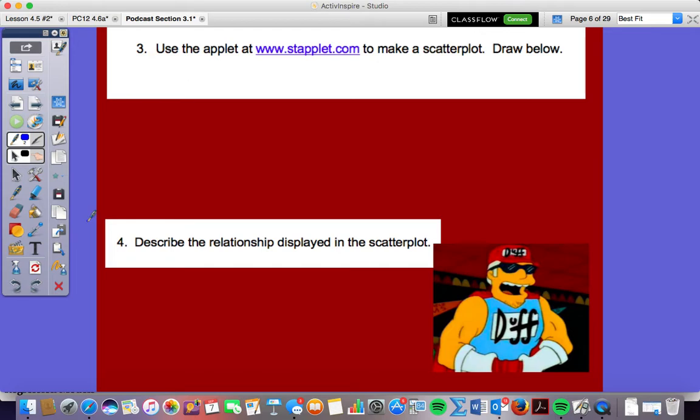Is anyone else in psych doing scatter plots right now? Should be pretty close to it, right? Well, we just finished that lesson. Yeah, the stats unit, right? Did you notice a lot of overlap?